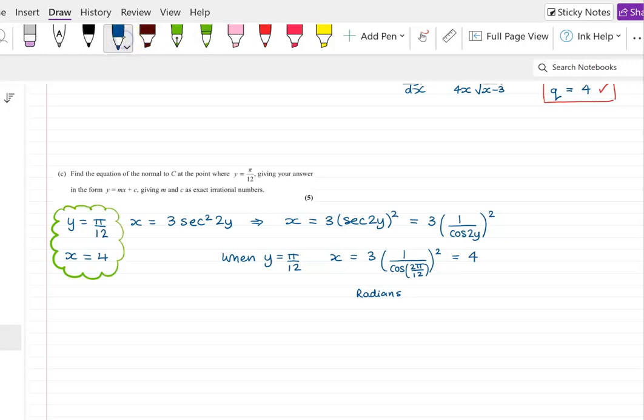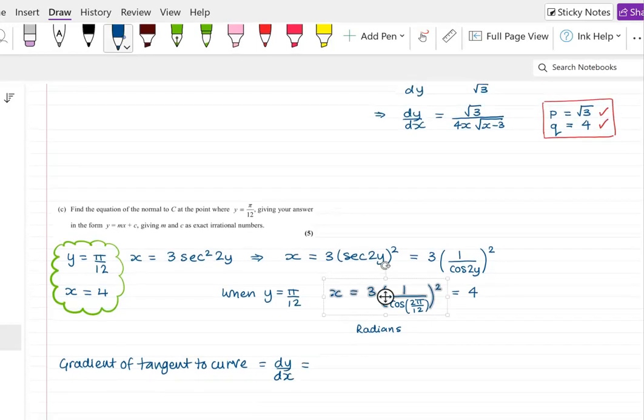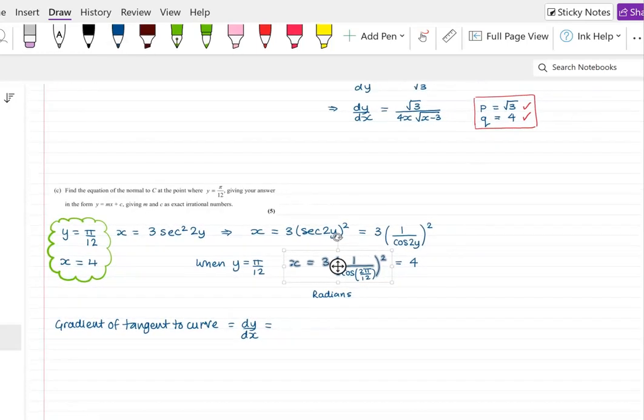Thinking about the equation of the normal, so I've got the gradient of the tangent of the curve, which is dy dx. The gradient of the tangent to the curve, which is equal to dy dx, which is the expression I got above, let me just make that a little bit smaller. It's all very confusing. Root 3 is a very big question, actually. I think this was the last question on this paper.